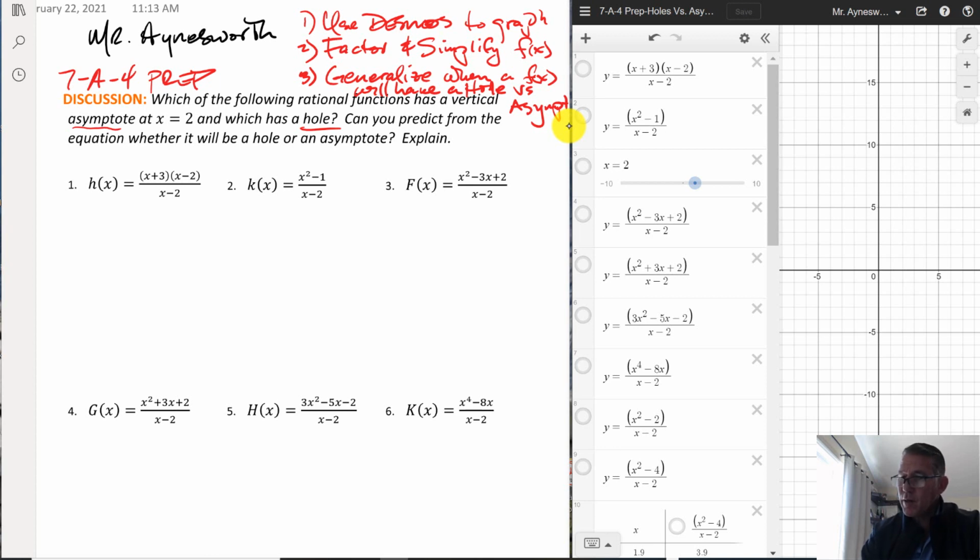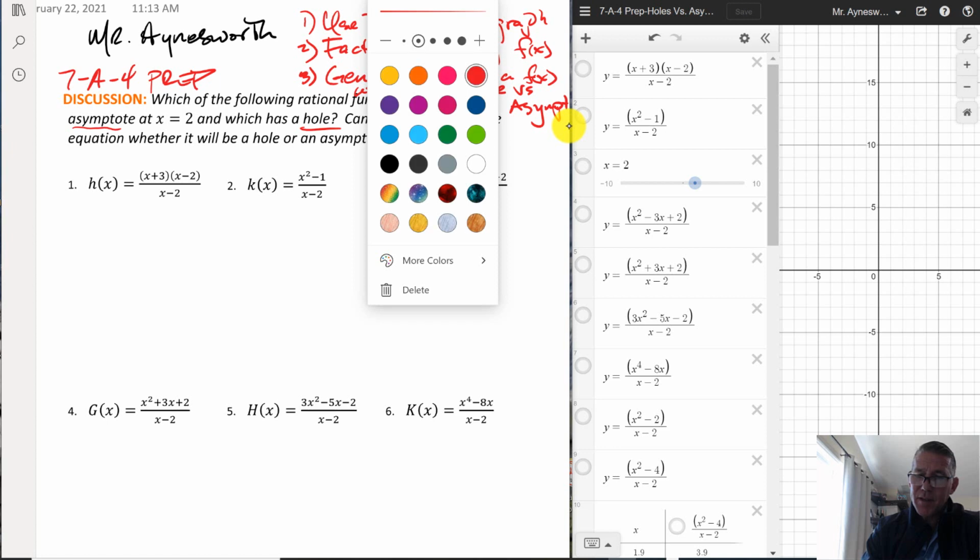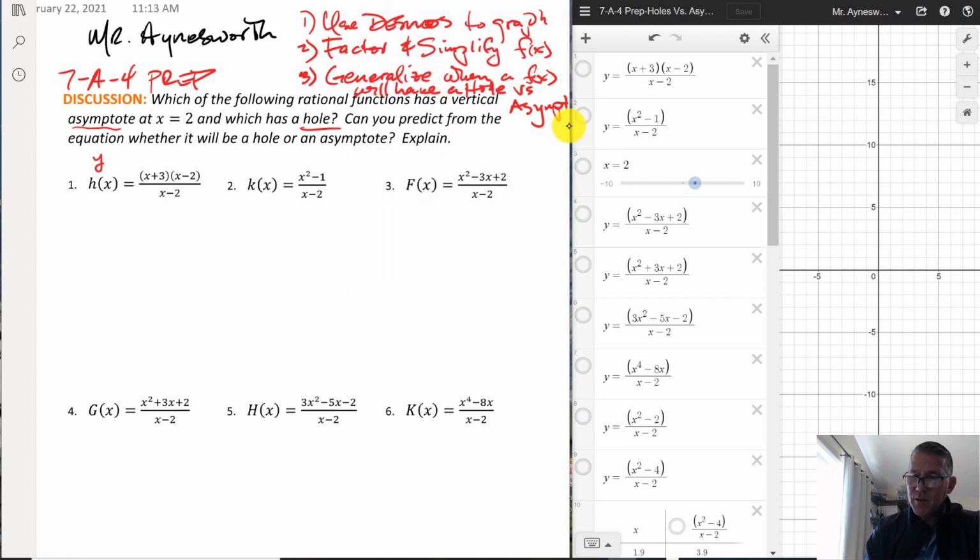First of all, let's take a look at this function here. We got h of x here. When you put this in Desmos, you just type in y. Y is the same thing as f of x or h of x. Okay, so these are just another name, or what's called function notation, for y. So when it says h of x, you're thinking y is equal to the quantity of x plus 3 times the quantity of x minus 2, divided by x minus 2. Does this function have a hole or an asymptote at 2?